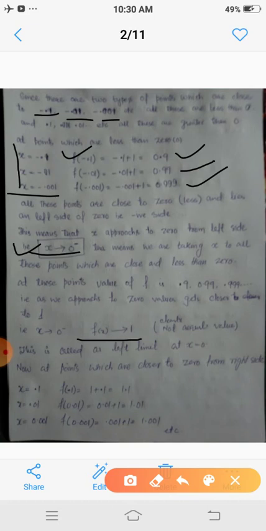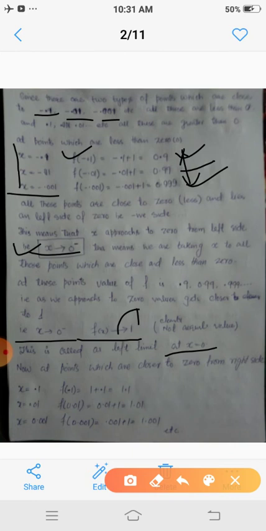This 1 is not the actual value here, it is simply the approximate value, because at these points the value is not equal to 1, but it is very close to 1. So whenever x tends to 0 negative, that is x tends to 0 minus, f of x tends to 1. Whenever we approach 0, the value of the function approaches 1. So 1 is not the actual value. This one here is called the left limit of f at x equals 0.